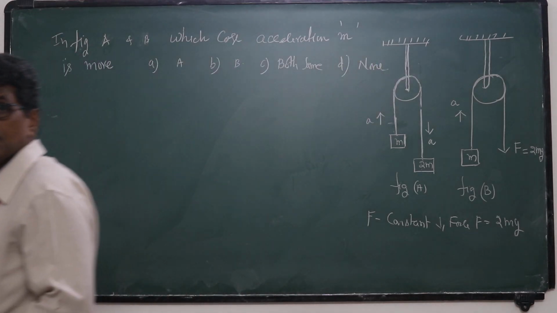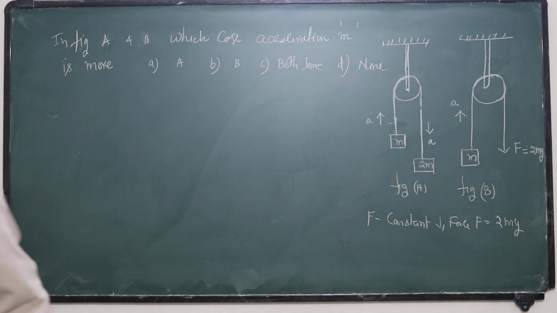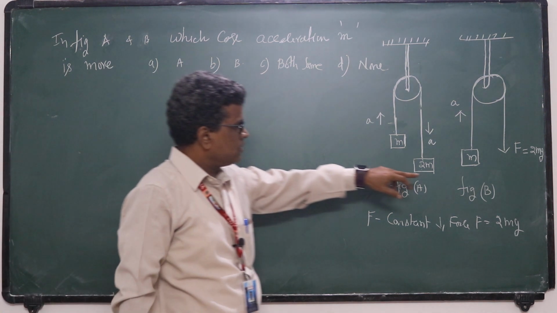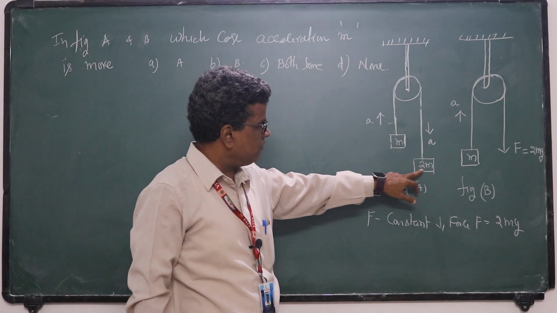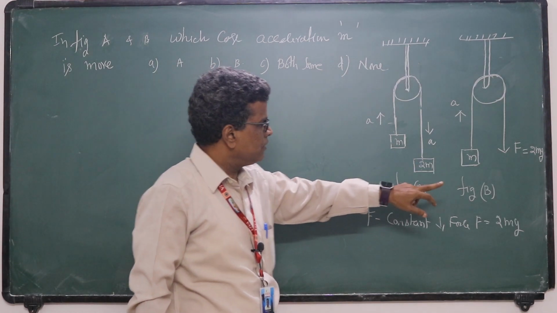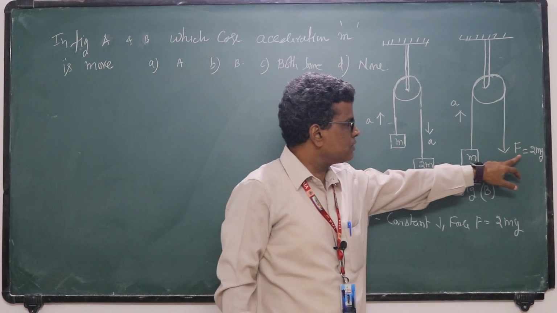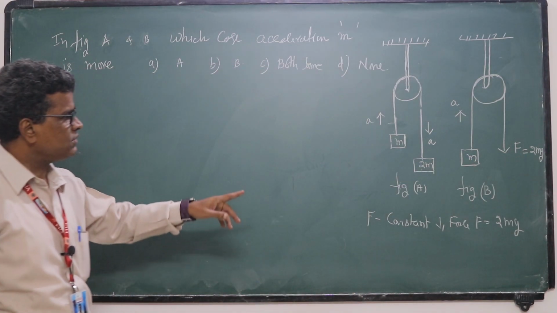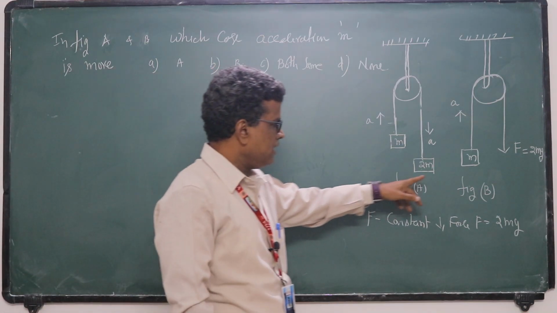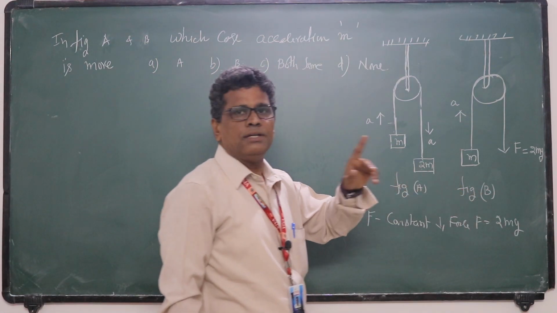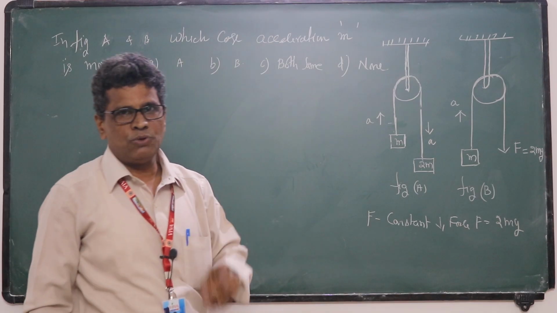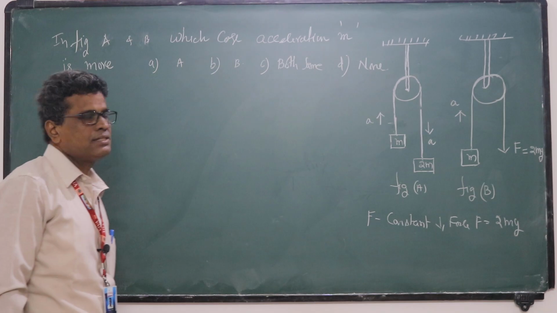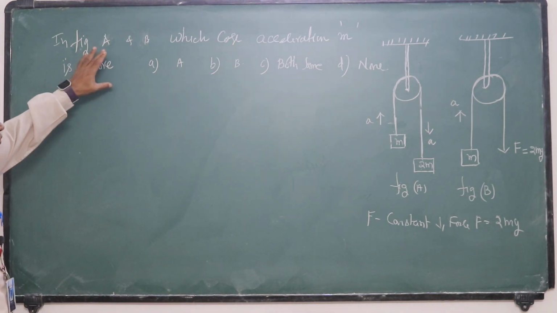So what is your answer? Okay. So here there are two cases. This m is lifted up with the mass 2m. This m is lifted up by using a force 2mg. So in which case, we want accelerations, we have to compare in figures A and B. And in which case acceleration is more. That is the question. So by applying Newton's laws, okay, so we find.